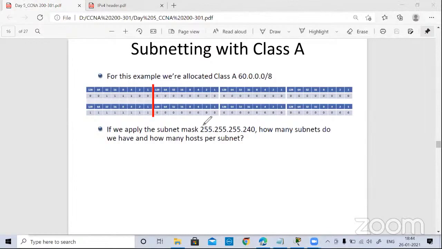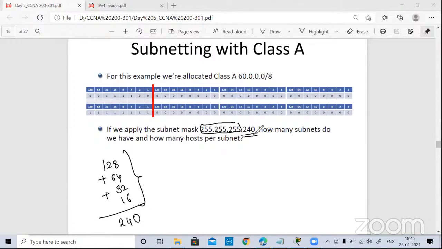What would be the prefix mask? Now this is all 24. I can say these are all ones. So it is very obvious that this is 24 plus how many bits we have taken from the fourth octet? We have taken 4 bits from the fourth octet, because 240 means 128 plus 64 plus 32 plus 16. If we add this, it turns out to be 240. So I have taken 4 bits from the fourth octet. So 24 plus 4 becomes /28.